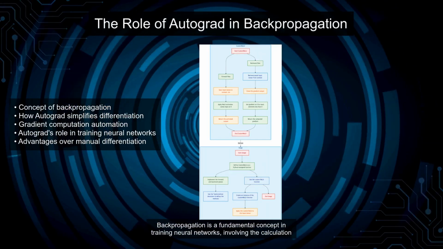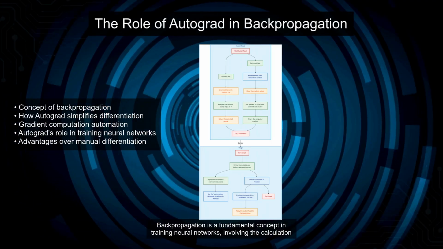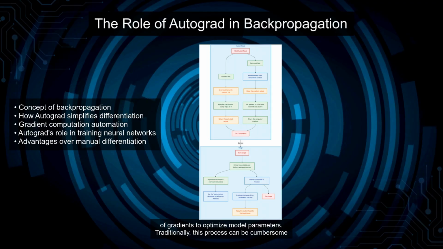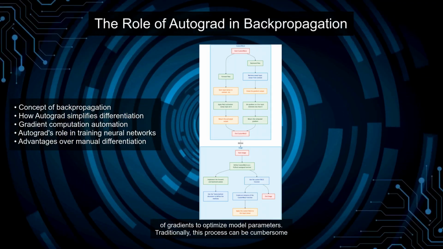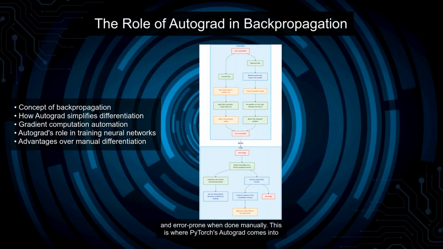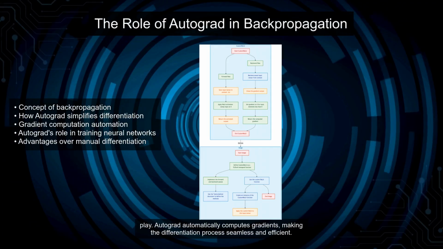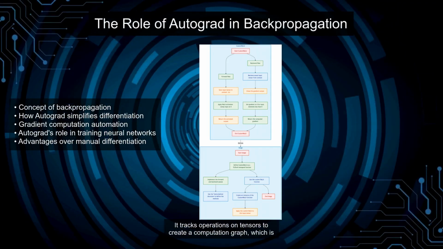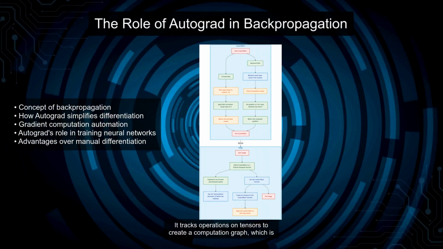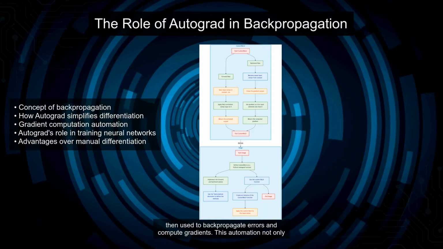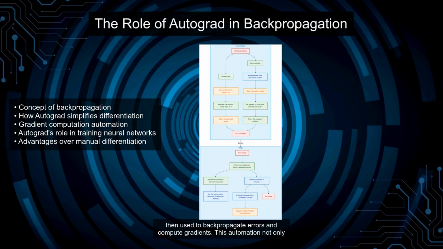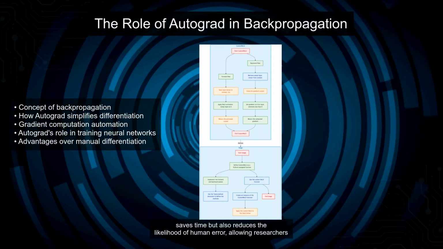Backpropagation is a fundamental concept in training neural networks, involving the calculation of gradients to optimize model parameters. Traditionally, this process can be cumbersome and error-prone when done manually. This is where PyTorch's Autograd comes into play. Autograd automatically computes gradients, making the differentiation process seamless and efficient. It tracks operations on tensors to create a computation graph, which is then used to backpropagate errors and compute gradients.